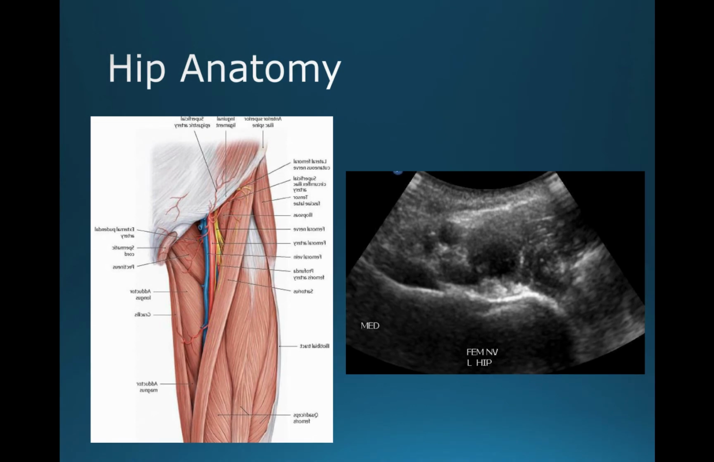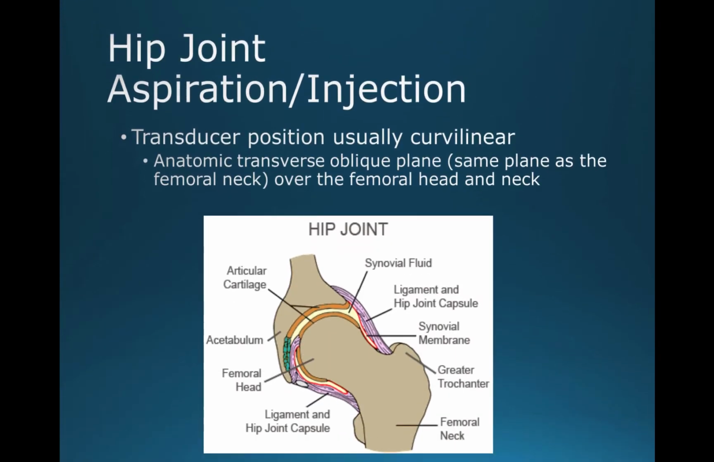Hip anatomy, again, is very important. Here we have our vein, artery, nerve. Go by the navel from medial to lateral. For a hip joint aspiration or an injection, your transducer position is curvilinear, and you do an anatomically transverse oblique plane, the same plane as the femoral neck, over the femoral head and neck area.